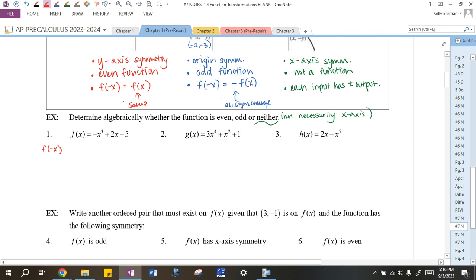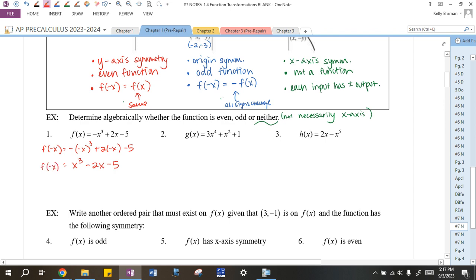f of negative x would be plugging in negative x for all of these x's here, and then simplifying and doing the math. So when you cube negative x, you get negative x cubed, but then the negative out in front is going to become positive x cubed. This will be minus 2x, and this will be minus 5. So is this the exact same thing that we started with? No, so not even. This is f of negative x, by the way.